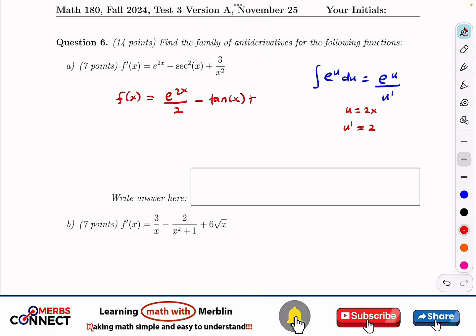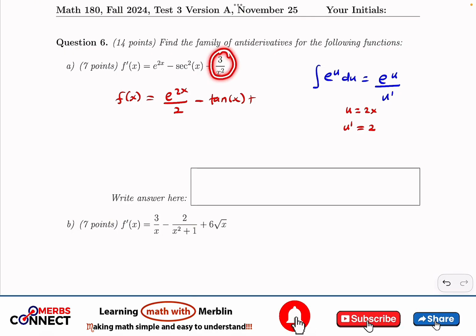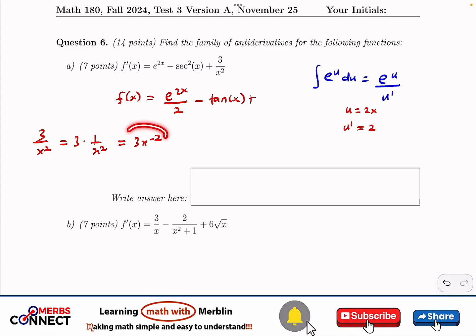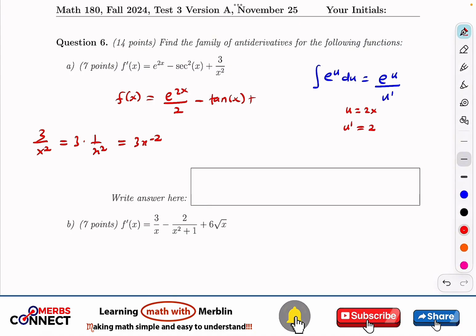Now, let's look at this function here. For this one, we need to use the power rule. But before we use the power rule, how can you write this function so that we can use the power rule? Remember that 3 divided by x squared is the same as 3 times 1 over x squared. So this helps us write this as 3x to the power minus 2. Now we want to take the antiderivative. Using the power rule, this is going to give us 3x to the power of minus 2 plus 1, divided by minus 2 plus 1.